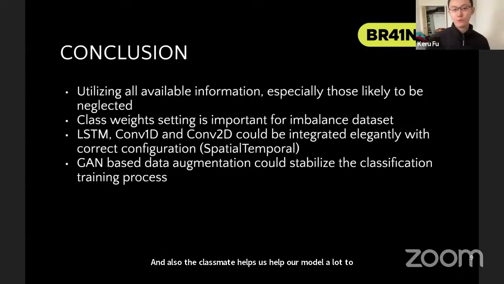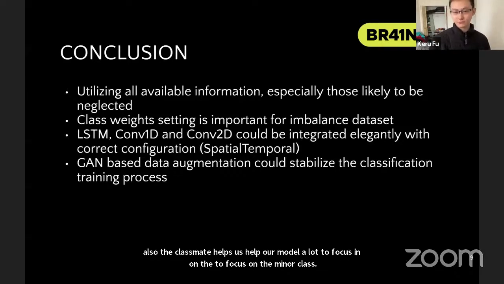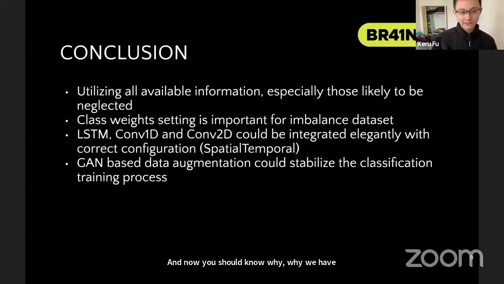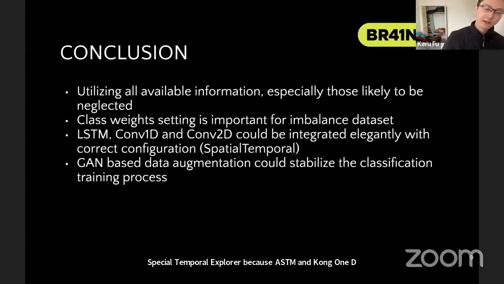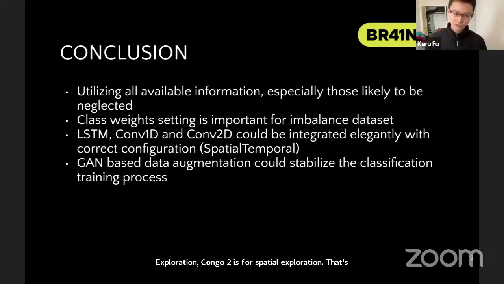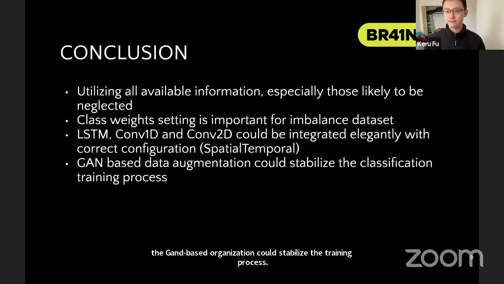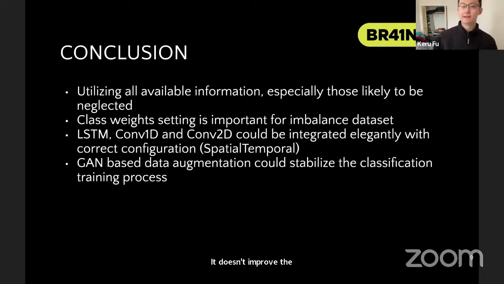And now you should know why we have our team name SpatialTemporal Explorer, because LSTM and Conv1D are for temporal exploration, Conv2D is for spatial exploration. And the final thing we learned is that the GAN-based augmentation could stabilize the training process. It doesn't improve the classifier performance in this project, but I think this stabilization may be useful for some other scenario.